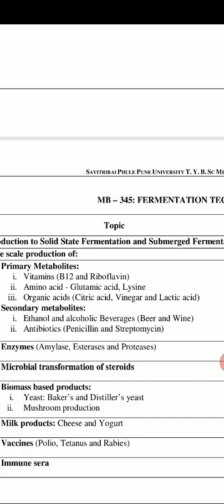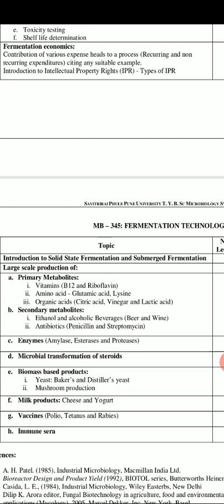So in your primary metabolite, we are going to study these 3 points. Then we are also going to study the production of secondary metabolites. Now secondary metabolites are not directly involved in your normal growth and development, but these secondary metabolites can be produced by the different types of bacteria, fungi or plants, and these are also known as specialized metabolites.